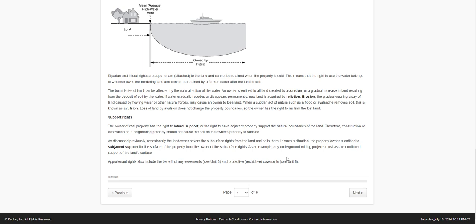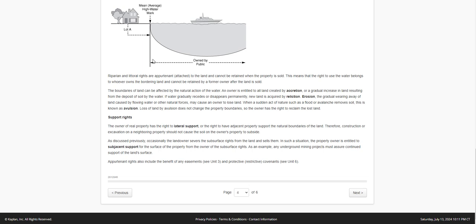Next, the owner of real property has the right to lateral support, or the right to have adjacent property support the natural boundaries of the land. Therefore, construction or excavation on neighboring property does not cause the soil to subside. So lateral support is the right to have an adjacent property support the natural boundaries. So if I'm digging, it shouldn't move their land, basically.